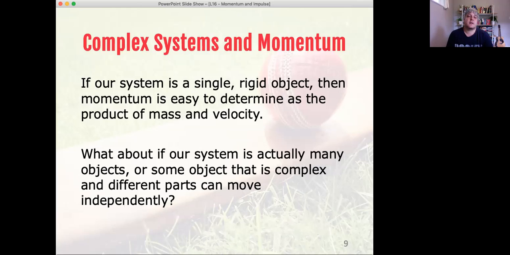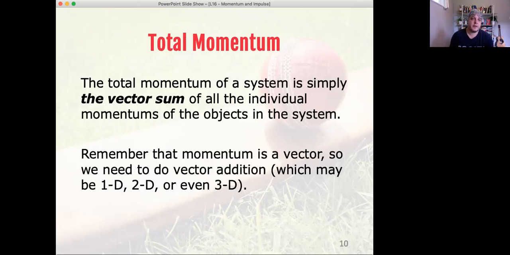If our system is a single rigid object, momentum is easy to determine because it's the product of mass and velocity. It's just mass times velocity, done. But what if our system is actually many objects, or potentially some object that is complex and has different parts that can move independently? What do we do for momentum then?